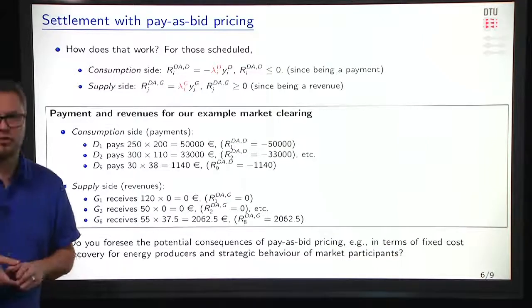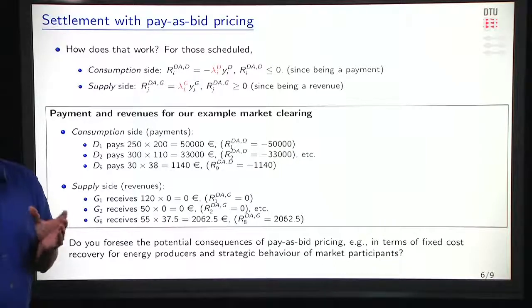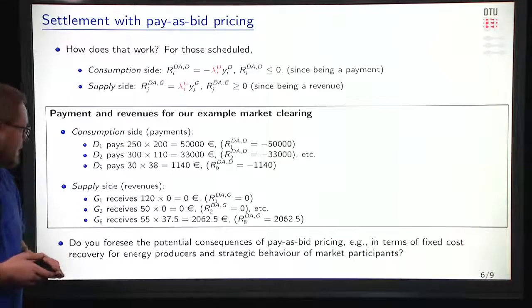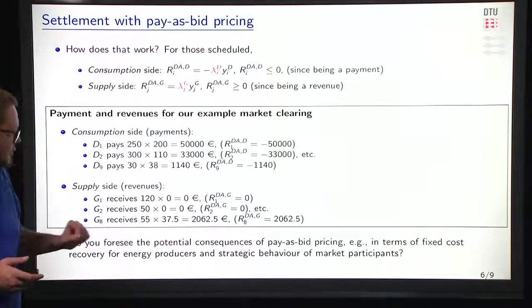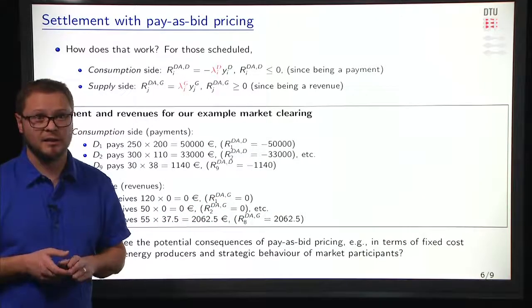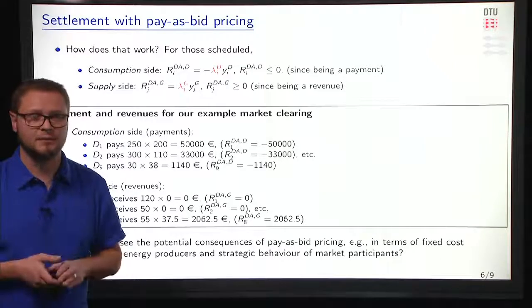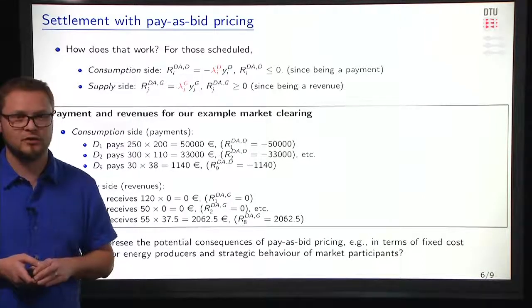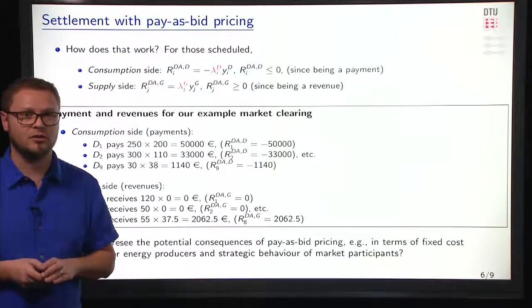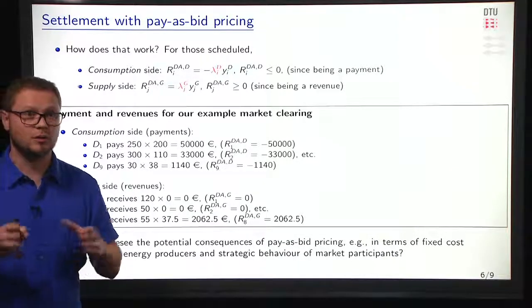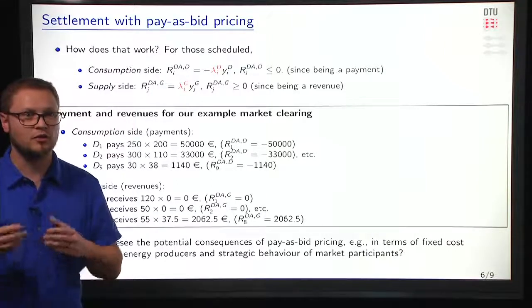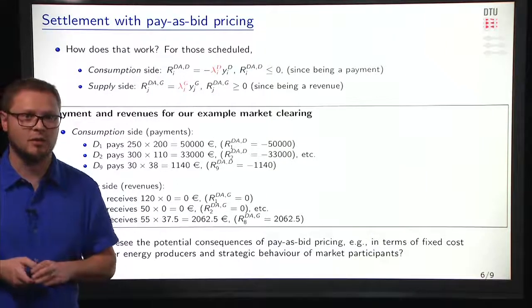Do you foresee the potential consequences of pay-as-bid pricing in terms of fixed cost recovery for energy producers and strategic behavior of market participants? First of all, when it comes to fixed cost recovery, you can imagine that this G1 and G2 receiving 0 from the market, they are not going to recover much of their fixed cost. For agents in general, if they enter the market declaring their marginal cost for producing energy, this marginal cost is only there to cover the variable cost for producing energy. Those fixed costs relate to investment, installation, etc. They cannot be recovered just by being paid for the variable cost part.